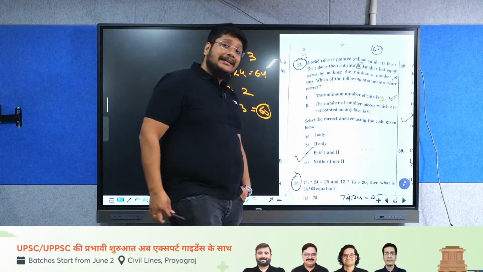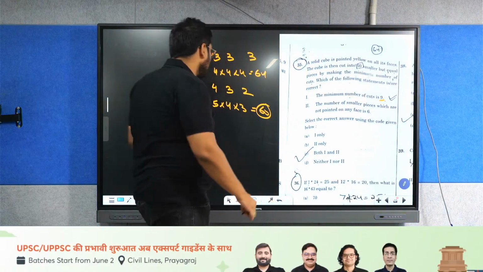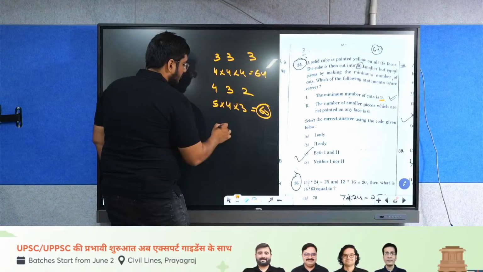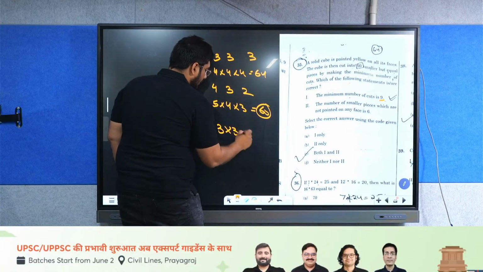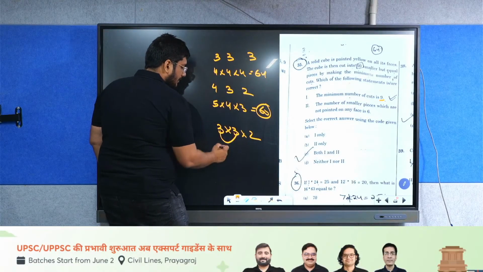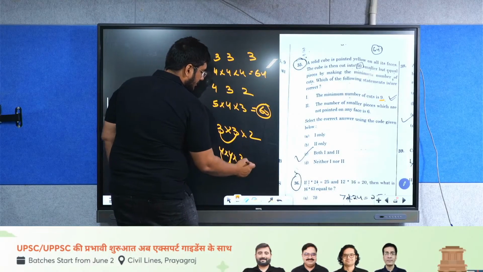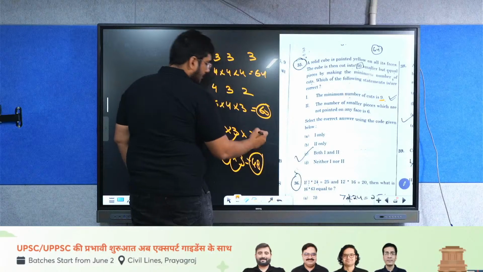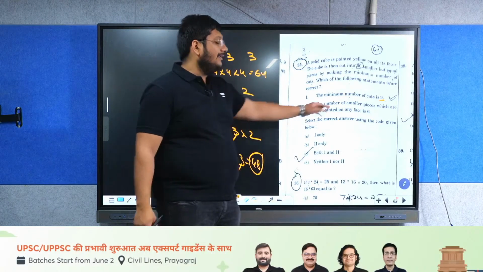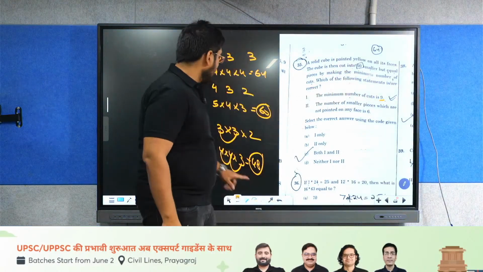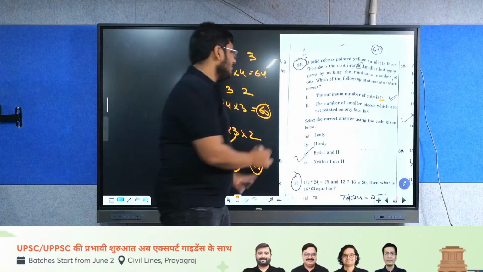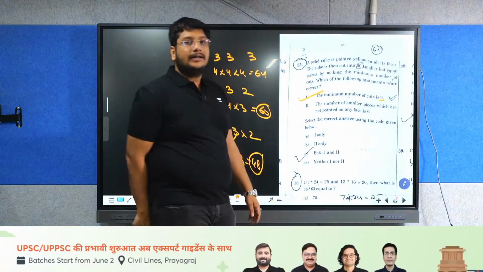And in 8 cuts, can I get 60? No. Why? Maximum would be 3 into 3 into 2 cuts, that is 4 into 4 into 3. 4 4s are 16, 16 3s are 48. Maximum 48 cubes I can get if I have 8 cuts. And in 9 cuts, I am able to have 60 cubes. So this statement is definitely correct.